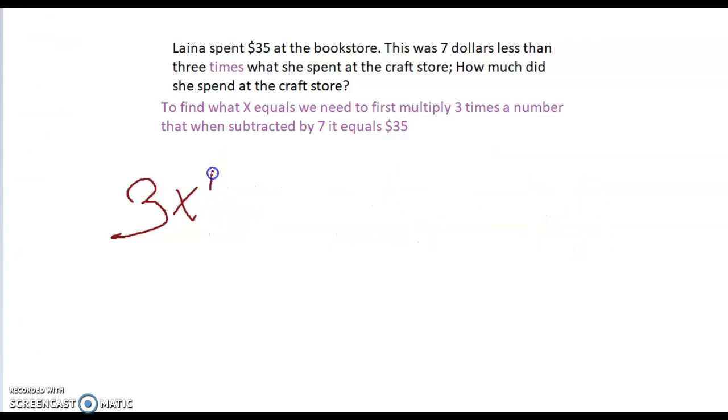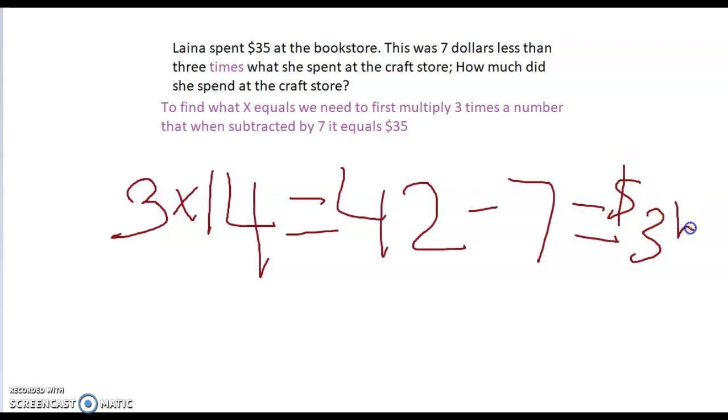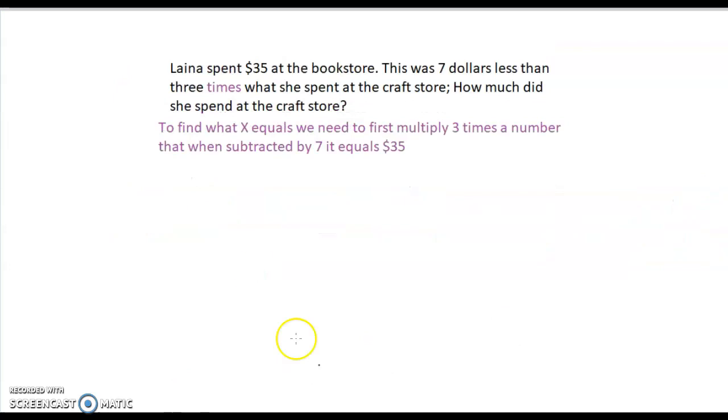Let's try 3 times 14. Equals 42. Minus 7 equals $35. That is our magic number. So x equals 14.